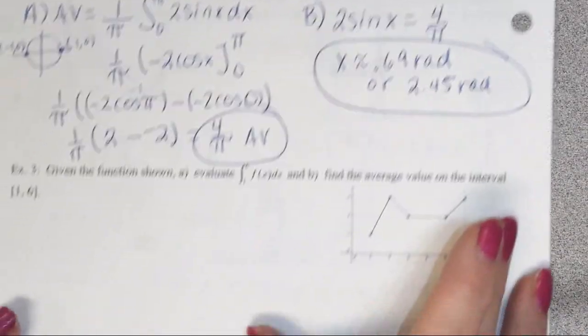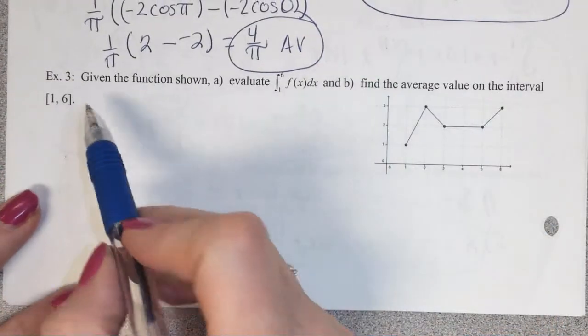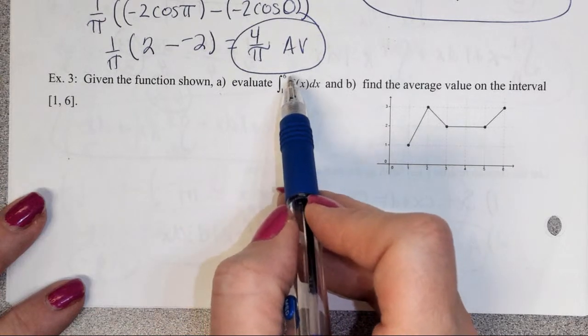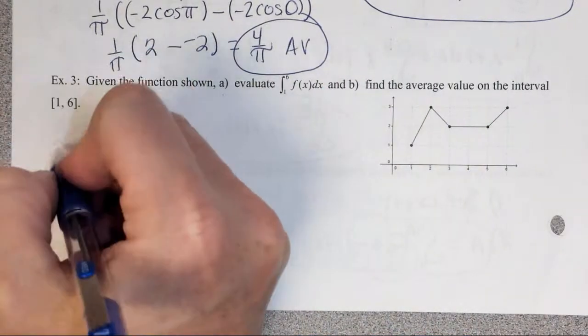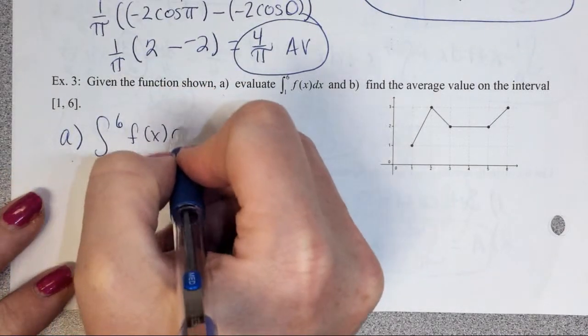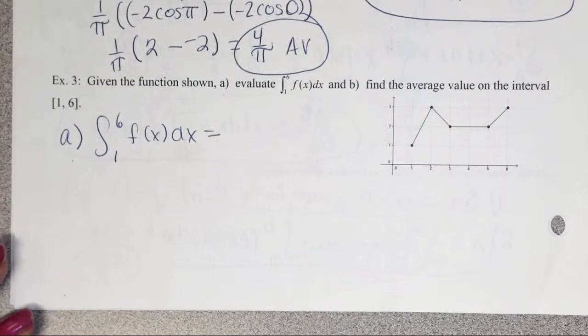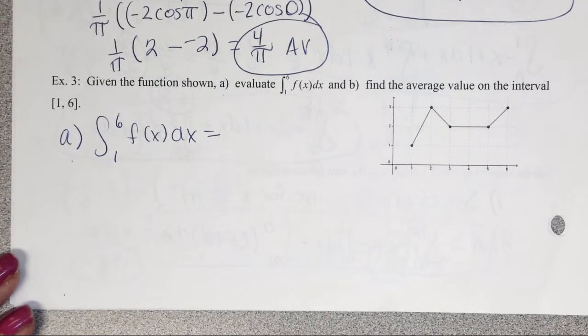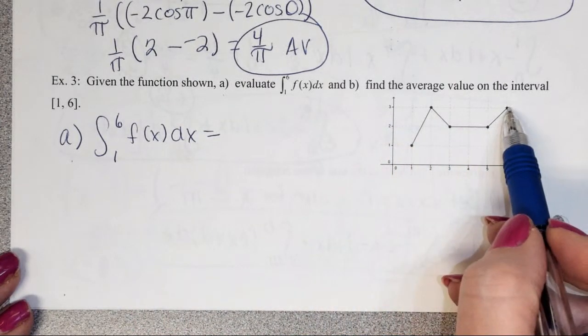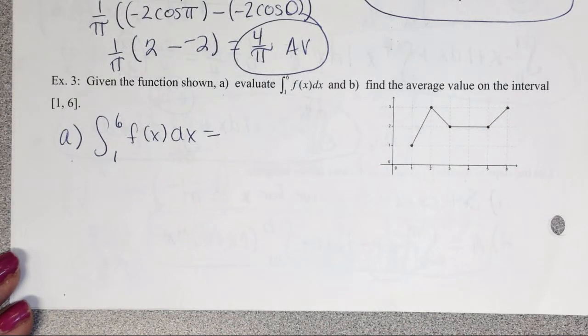Okay. All right, last problem here. Given the function shown, evaluate the integral from 1 to 6 of the function. That's the first part. You have to think outside of the normal way of thinking on this. We're trying to find the integral from 1 to 6 of this. We're given a picture. We're given a diagram.